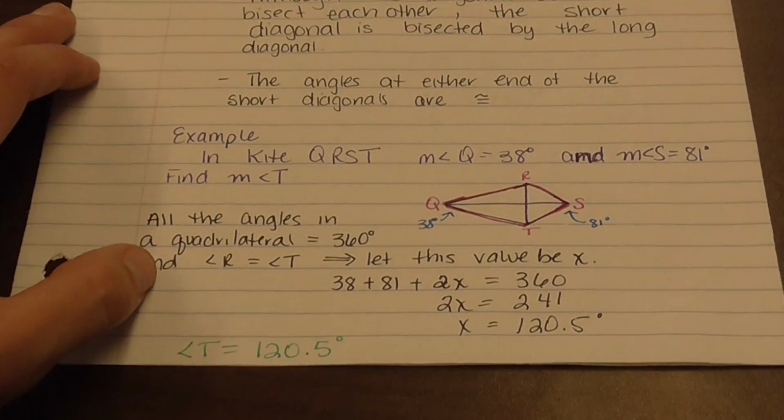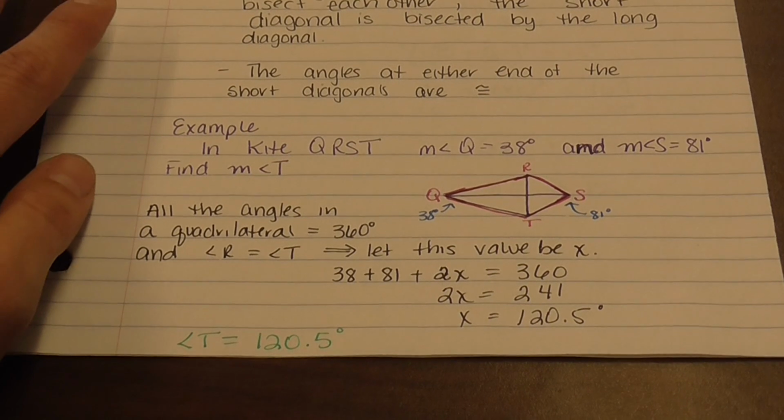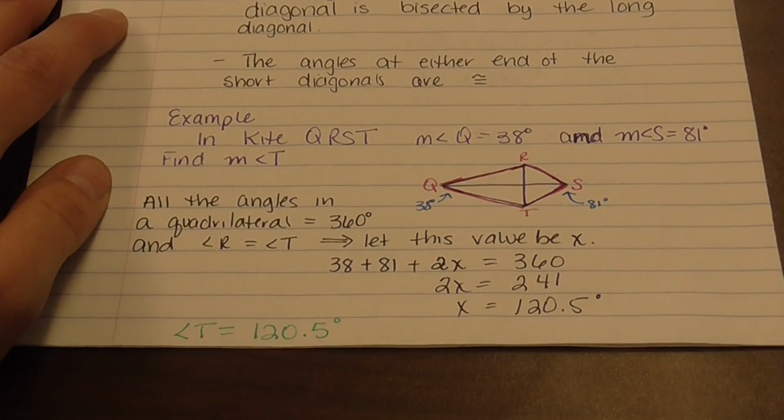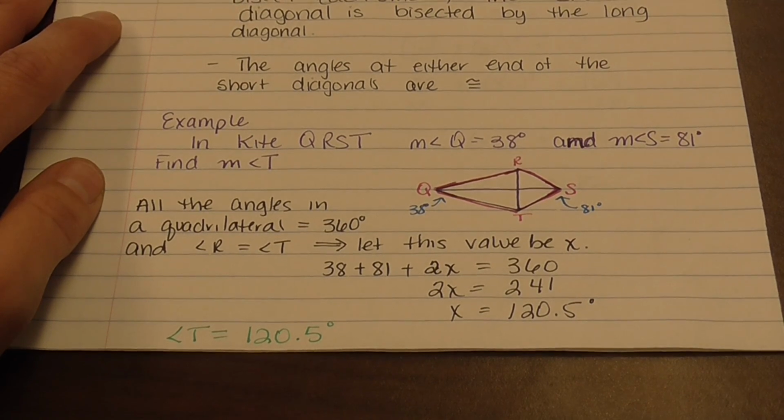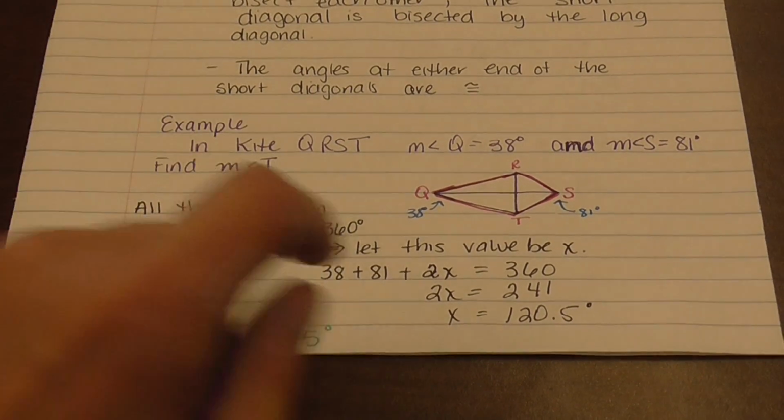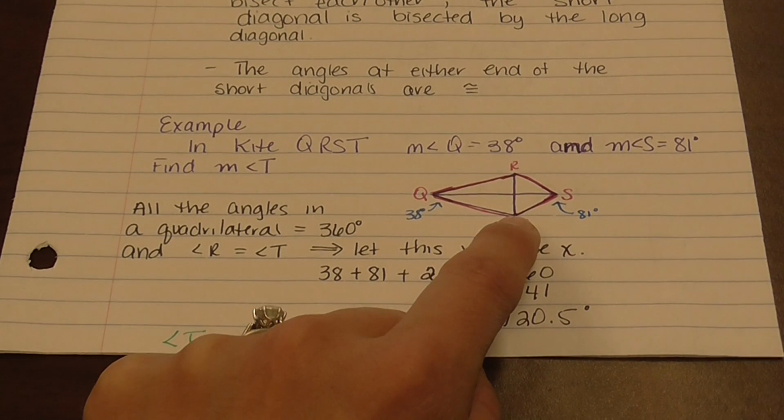So how would we use this in an example? Given a kite QRST, it gives you that angle Q is 38 degrees and angle S is 81 degrees, and it wants you to find angle T. Well, I know that this is going to be the missing angle, so I'm going to call it X.